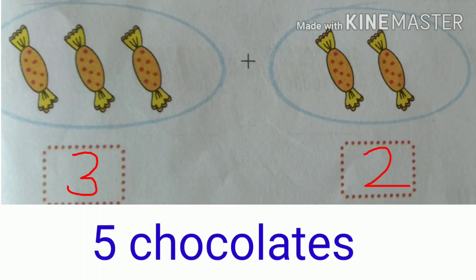We know how to count objects and add. Let us see how to do this. In this picture, you can see there are three chocolates in one circle and two chocolates in the other circle. Here we have to find out the total number of chocolates. How will you find out the answer? Yes, we will count the objects. So let us count 1, 2, 3, 4, 5. That is, there are 5 chocolates in all. So children, this is the way of adding things by counting.